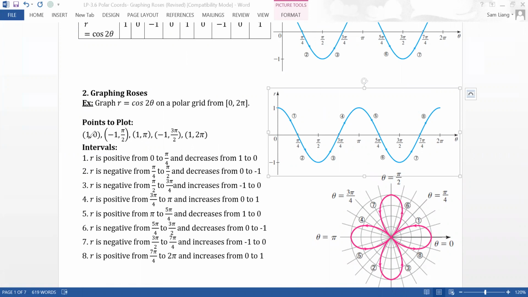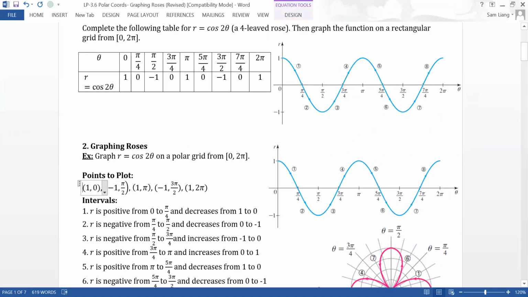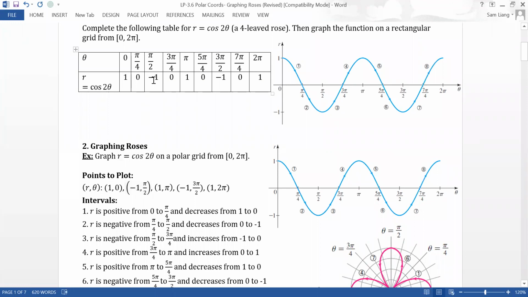So you have 1, 0. And again, these points come from the table, right? All these points are in the form of R theta, so these are polar coordinate points. I'll write that just to make it extra clear. These came from this table, right? So 1, 0. Next we have -1, pi over 2. This one. 1, pi, that's right here, right?